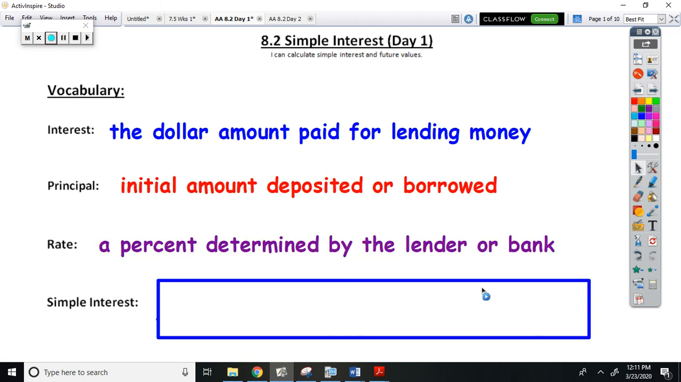Interest rate is a percent determined by the lender or bank. Remember, our rate is usually given to us as a percentage. We will then convert it to a decimal. For example, 5% would be 0.05.